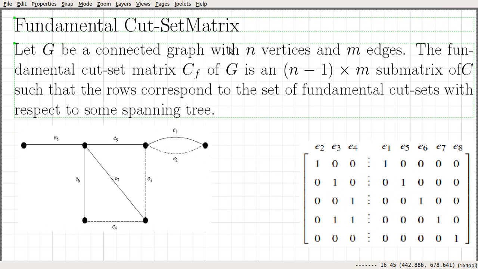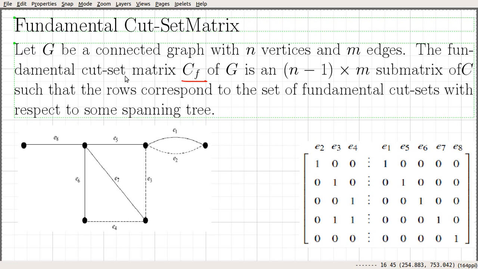Next, let's talk about the fundamental cut set matrix. This is nothing but a reduced form of the cut set matrix. By removing some redundant rows from the cut set matrix, we get a fundamental cut set matrix. But the fundamental cut set matrix is defined with respect to a spanning tree. So let's see what a fundamental cut set matrix is. Let G be a connected graph with n vertices and m edges. The fundamental cut set matrix is denoted by C sub f, similar to the reduced incidence matrix A sub f and the fundamental cycle matrix B sub f.